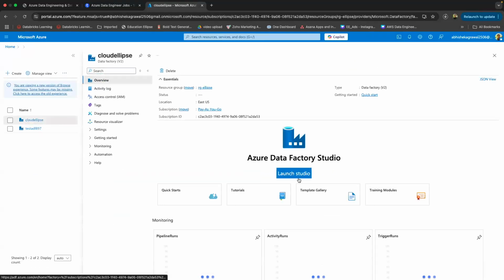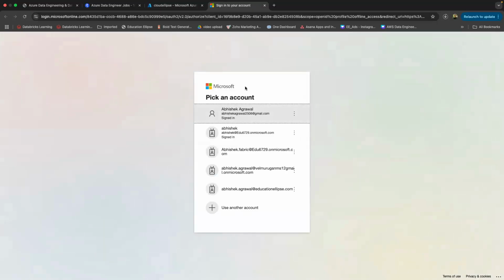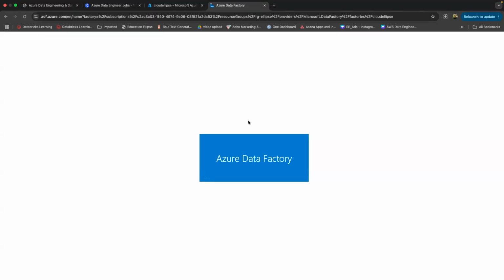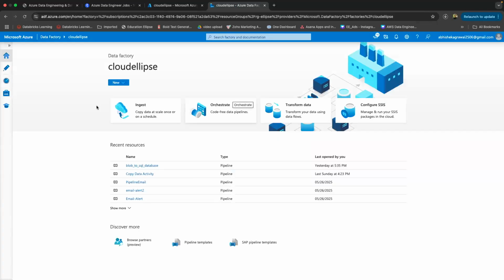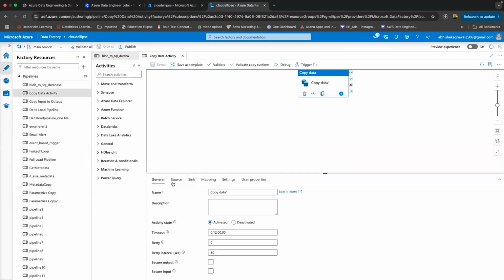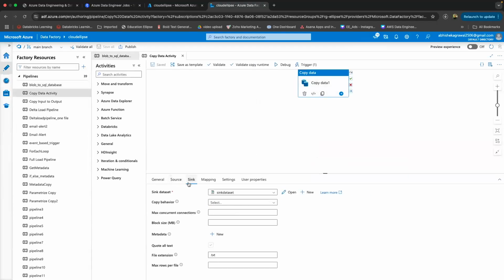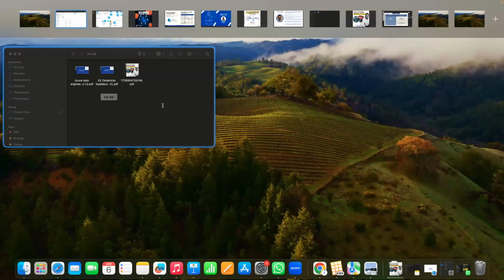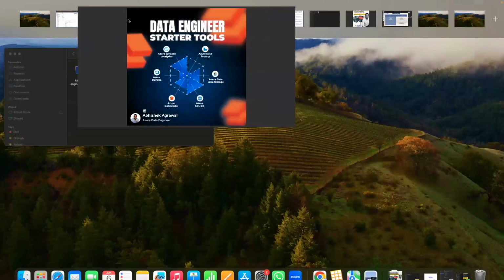So here if I open Data Factory, and if I go to the blob storage, if I open the copy data activity over here, I can configure my source, I can configure my sink, and I can move the data. So the people who don't know any sort of coding can start with Data Factory, which is a data migration tool that they can start with.